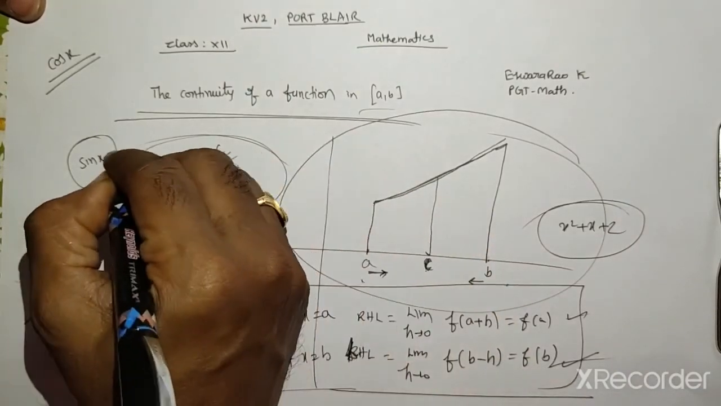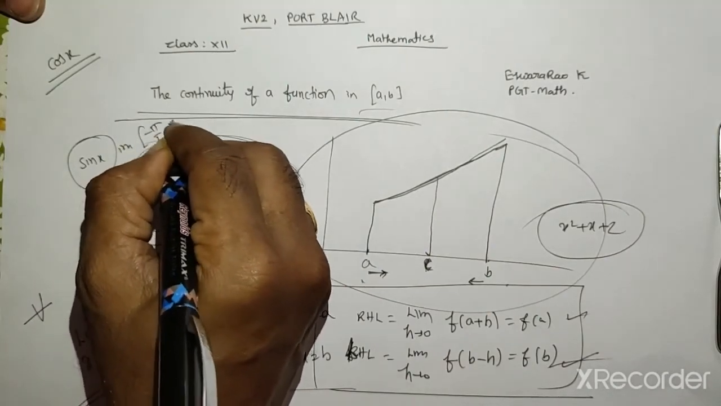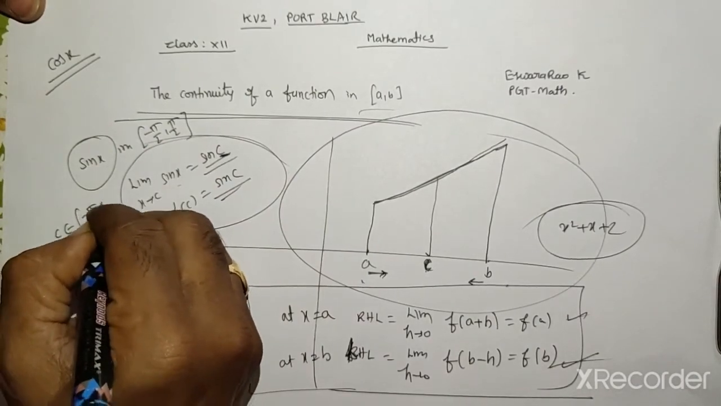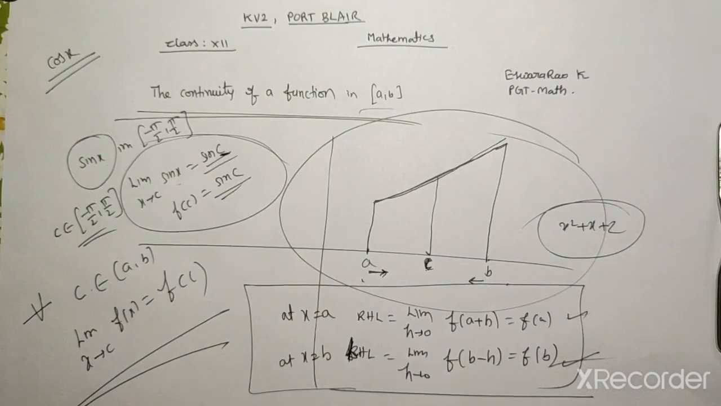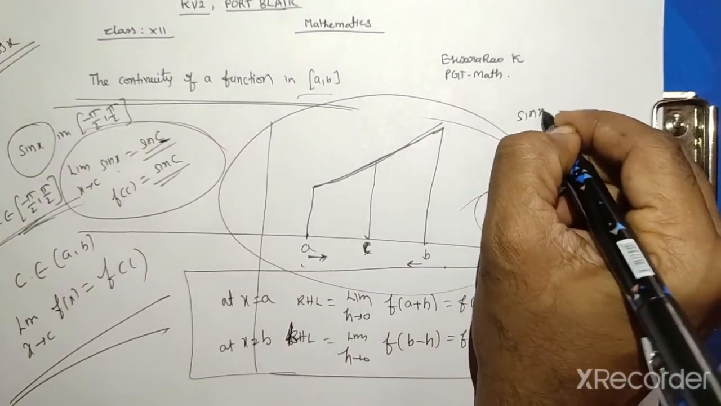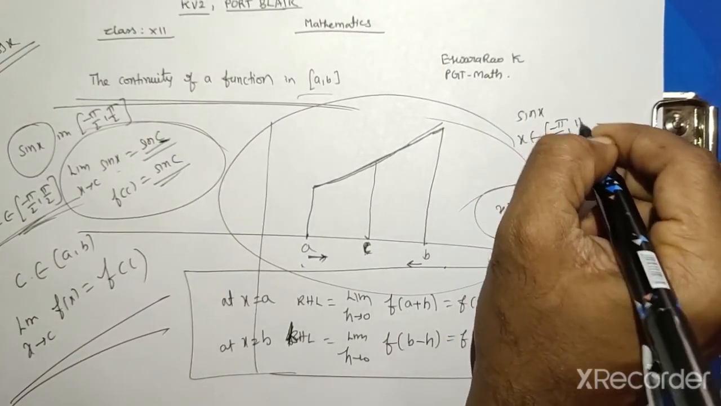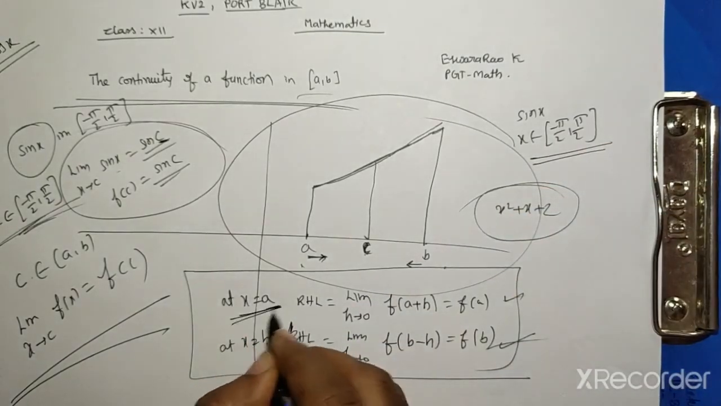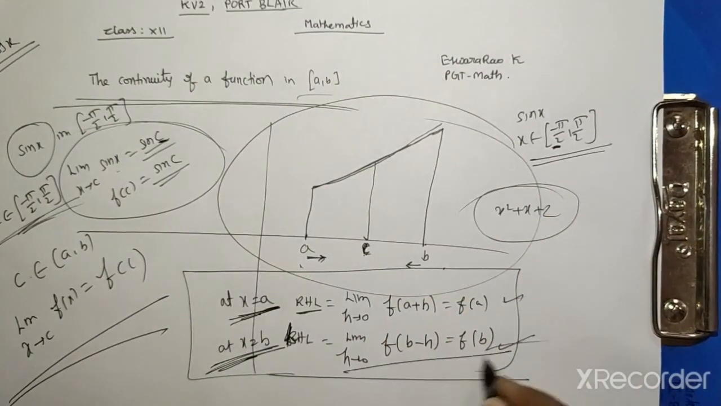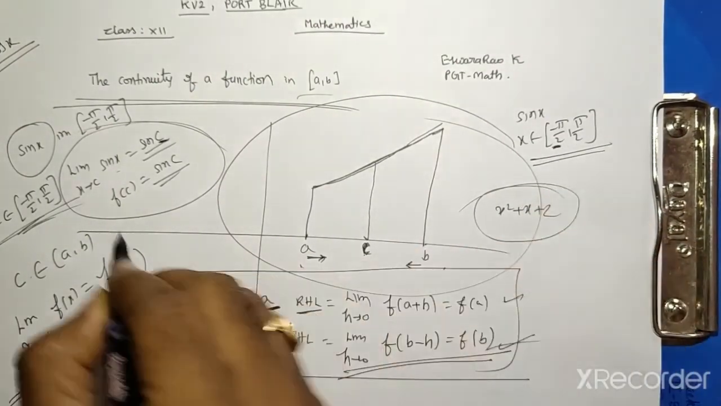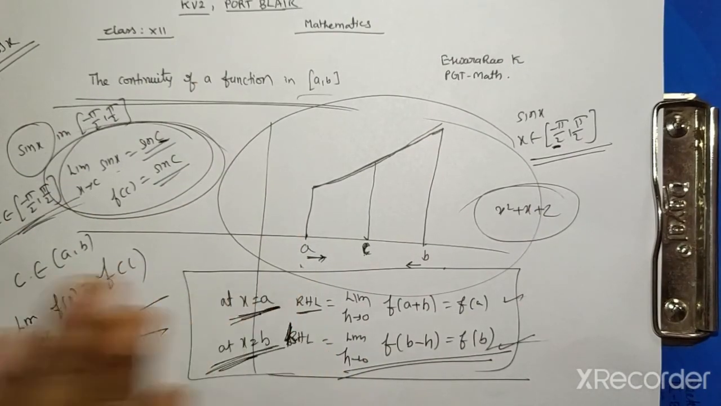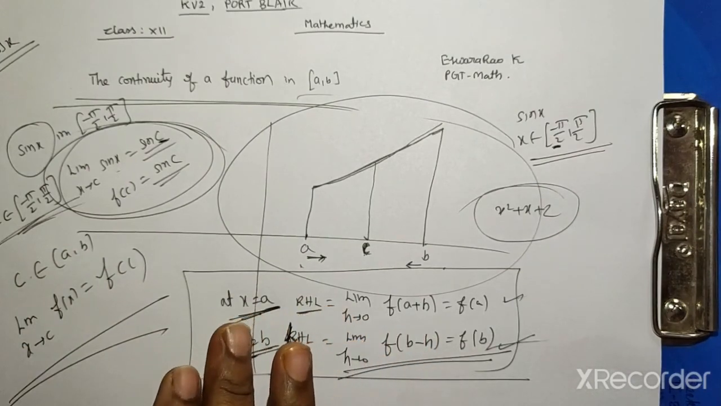For example, if they ask sin x continuity in the interval minus pi by 2 to pi by 2, then you have to take the c value in the interval minus pi by 2 comma pi by 2. That is the way you find the continuity of the function in an interval. So for sin x in the interval minus pi by 2 to pi by 2, at x is equal to minus pi by 2 check the right hand limit, at x is equal to plus pi by 2 the left hand limit, and take any point c in between. Explain these three processes, then you can say the function is continuous everywhere in the interval. That is about the continuity of the function in an interval.